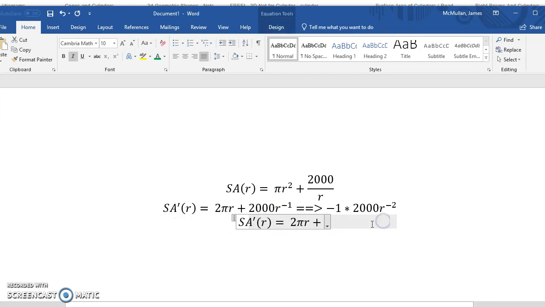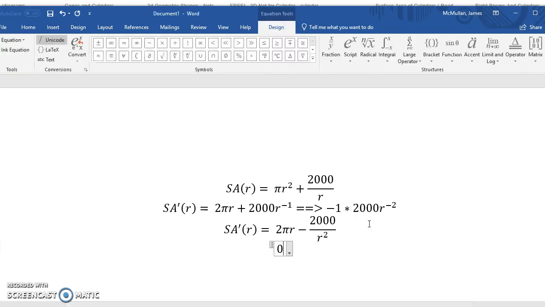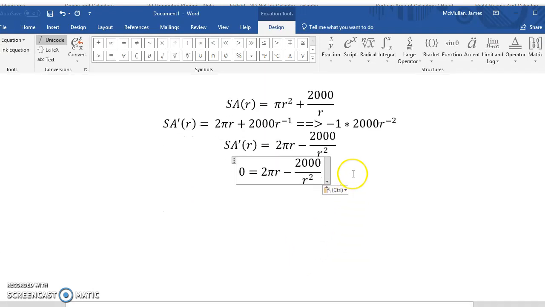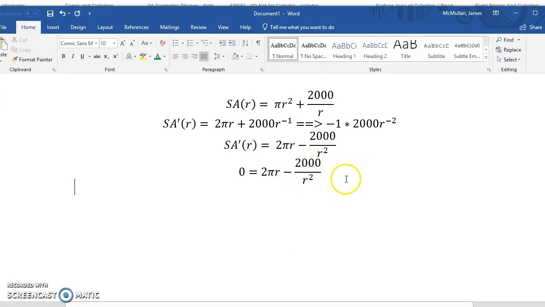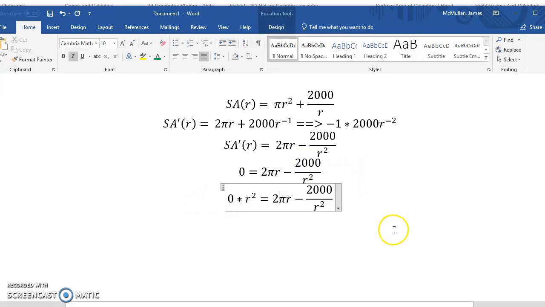So we get negative 2,000 over r squared. And that's basically the equation that we're now going to set to 0. And this is where we're going to reveal any potential critical points that we would need to answer. Of course, when we do this, we're going to want to multiply everything by r squared so that we can get rid of that denominator, right? We don't want any denominators.